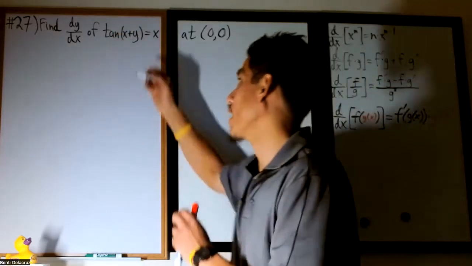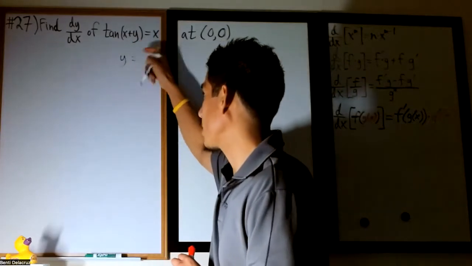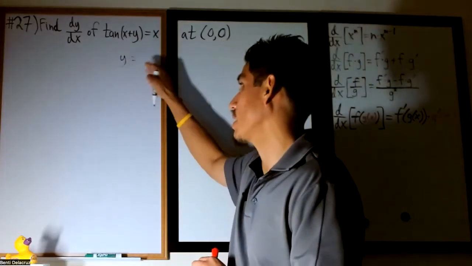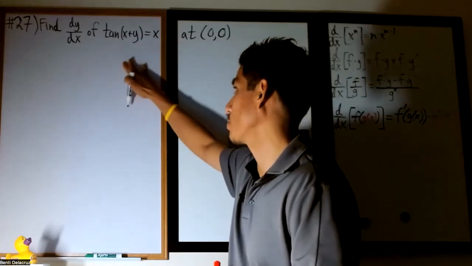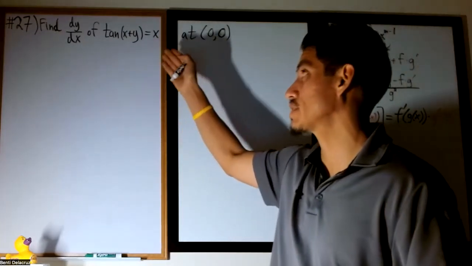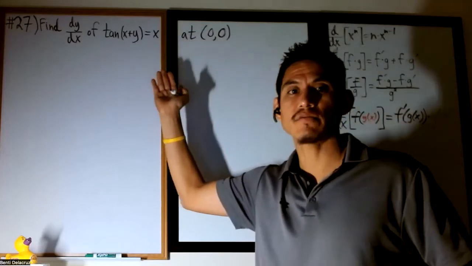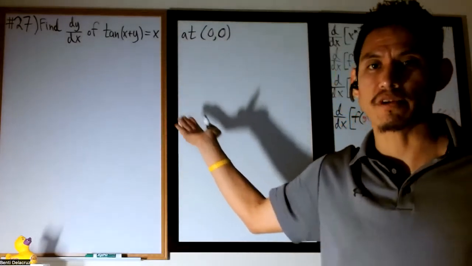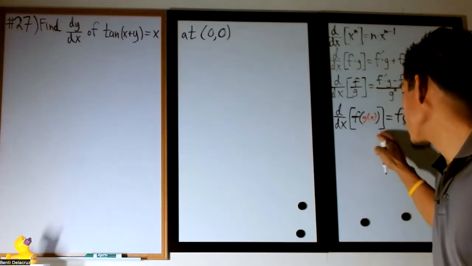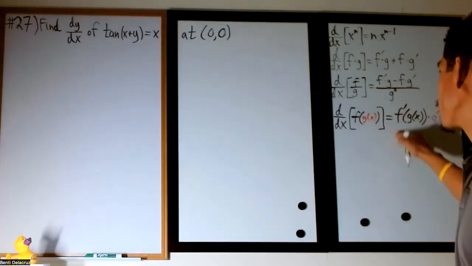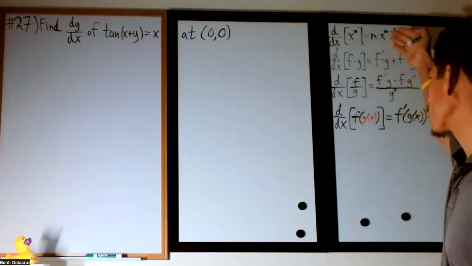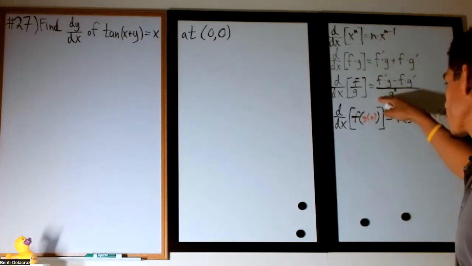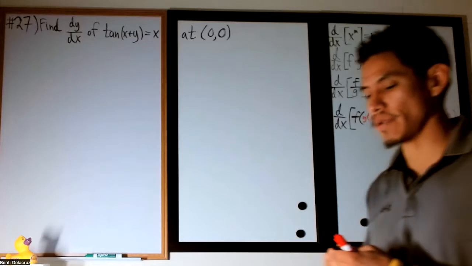We don't have y equals, where y is isolated by itself on one side and all the other terms with x are on the other side. So we use implicit differentiation, and that's going to involve using the chain rule quite frequently. So make sure you're very proficient with it. Of course, make sure you know all the differentiation rules, like the power rule, product rule, quotient rule. Okay, so let's get going.